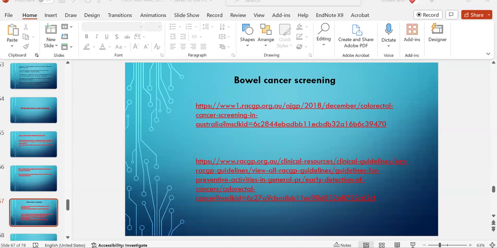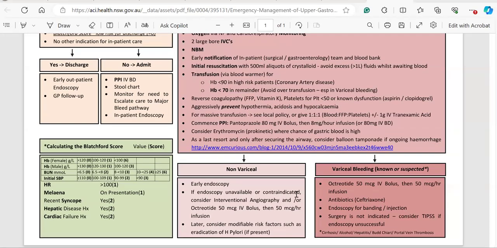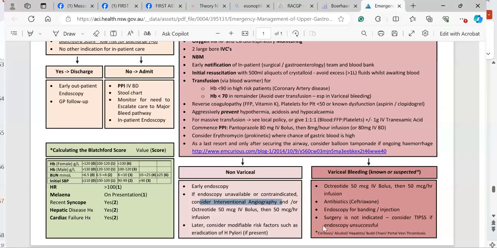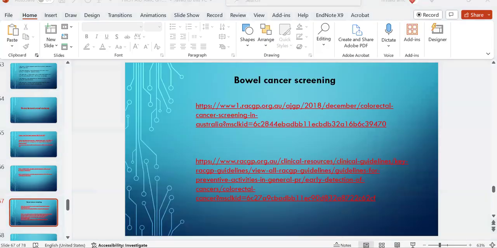CT angiography is only needed in upper GIT bleeding, Dr. Shia, if endoscopy is not available. Like in here, they have written, if endoscopy is unavailable or contraindicated, then you can consider an angiogram in this patient. But again, it is an interventional angiogram. It's not a CT angiogram. So for upper GIT bleeding, CT angiogram cannot do much.